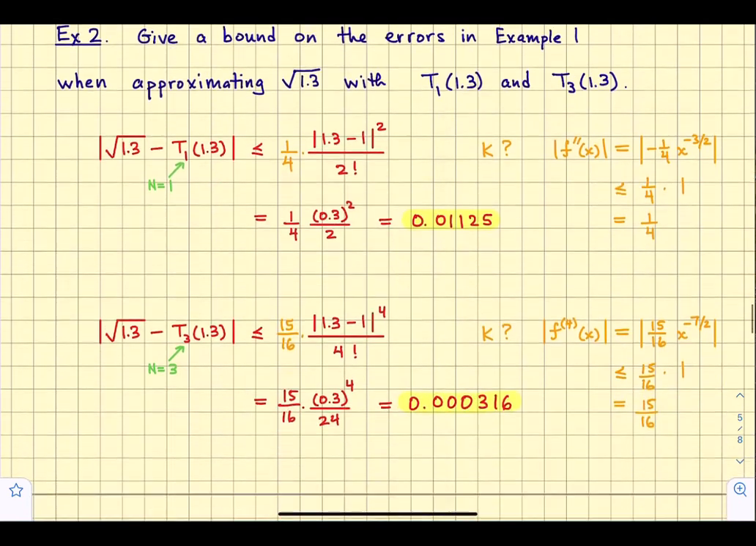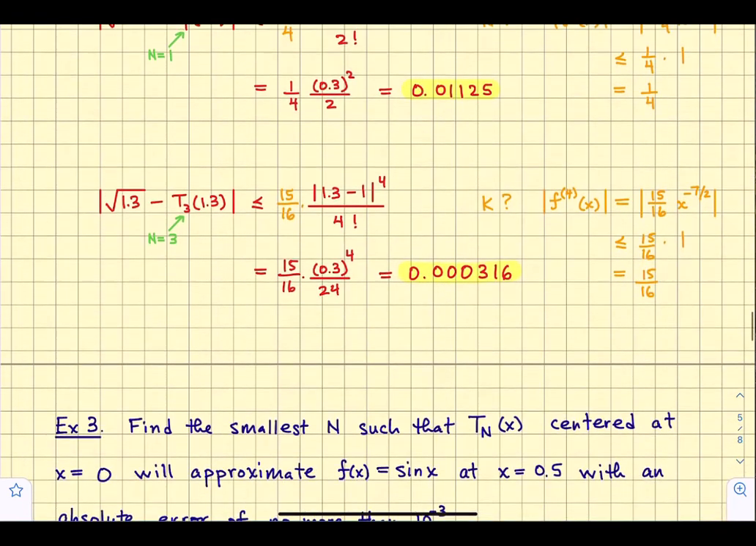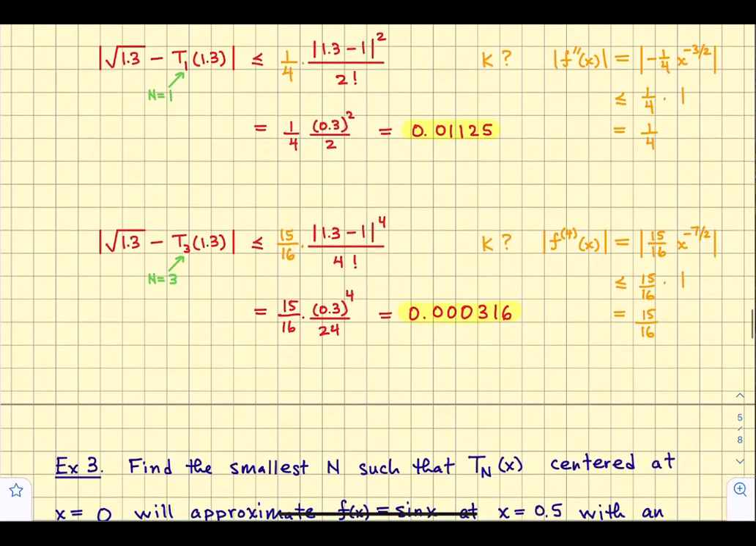Let's try the same thing with n equals 3. If we do this with n equals 3, we still have the absolute value of f of 1.3 minus T sub n at 1.3. So our n is 3. We're going to have to get our k, we'll get that in just a second. We're going to do the absolute value of x minus a to the n plus first power over n plus 1 factorial. My n is 3, so these are 4s.